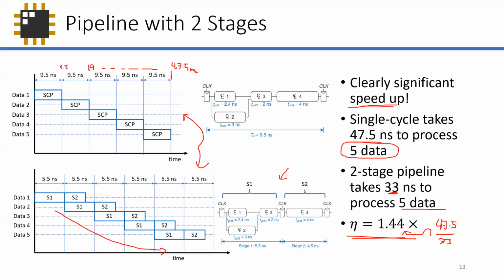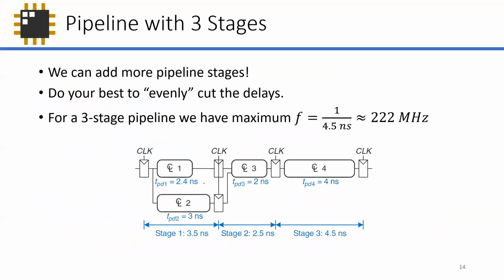So let's do it a step further. What if we do 3 stages? Again, we can add more pipeline stages while trying our best to evenly cut the delays. So in your homework, there's a very interesting challenge there, because you have this machine learning processor that does multiply and accumulate operations, but then how do you pipeline it properly?